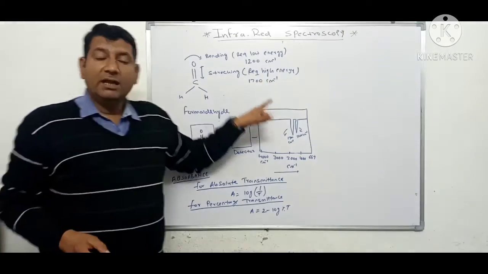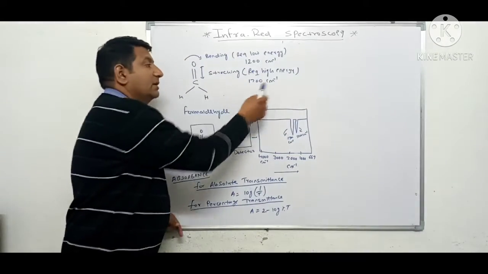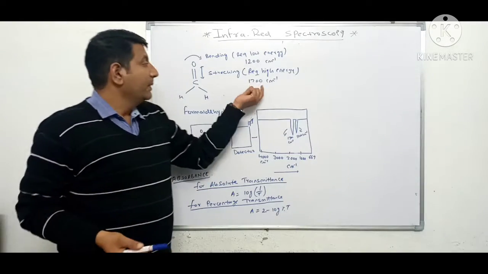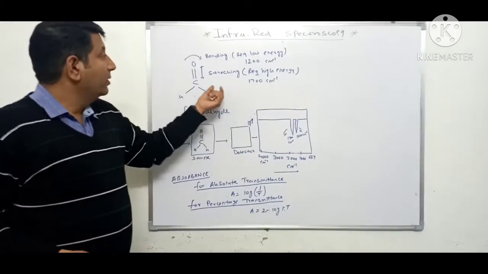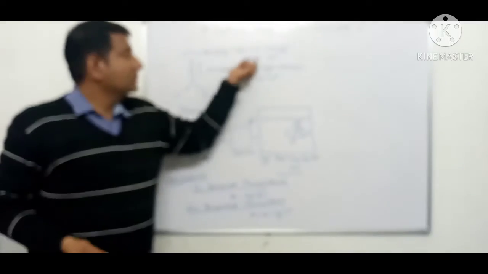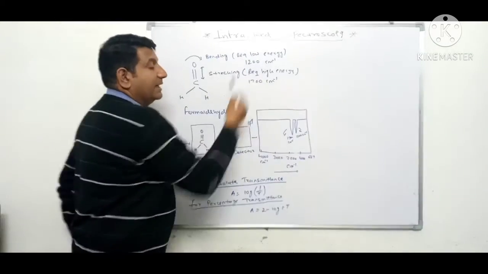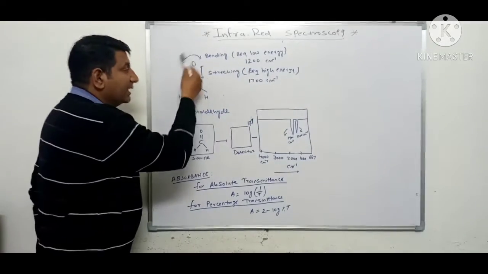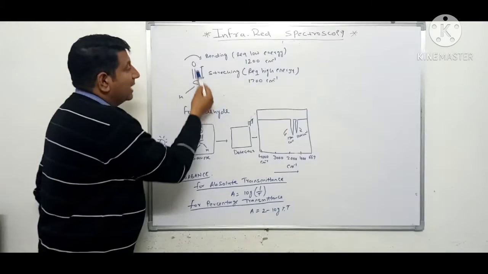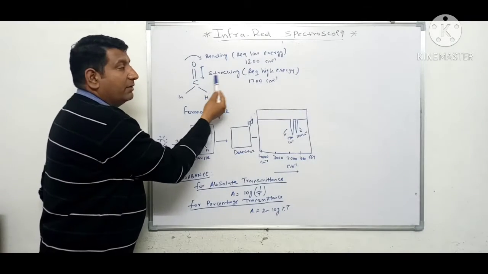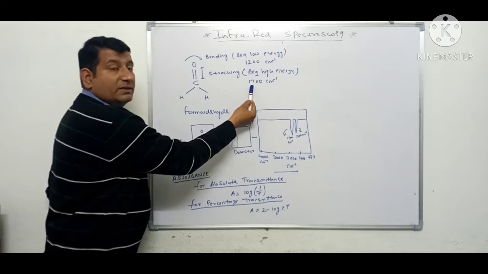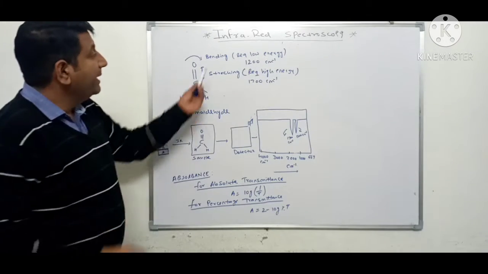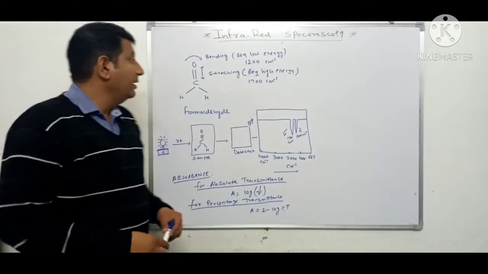We have discussed in our previous video that this is the wave number, which is associated with the amount of energy that is absorbed by the molecule, and the bending vibration is associated with 1200 centimeter inverse. So we can say that in the formaldehyde molecule, this carbon oxygen bond has a stretching vibration with wave number of 1700 centimeter inverse and a bending vibration of 1200 centimeter inverse.